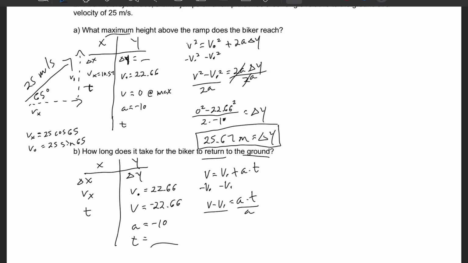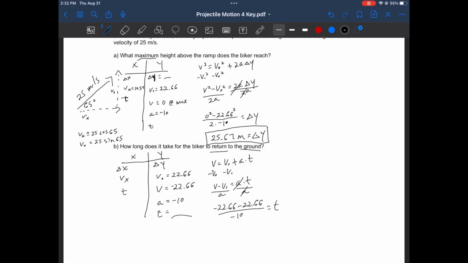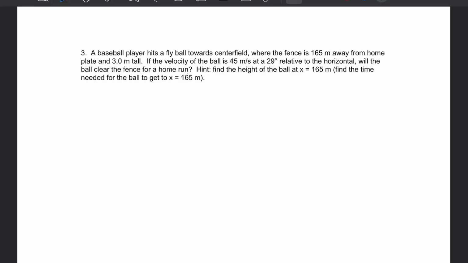Here we can use VOTAD. V equals V naught plus a times t. The screen shows you how to rearrange it so it solves for t. We end up with negative 22.66 minus 22.66, divided by negative 10, is equal to t. Put that into a calculator, and then we can solve for total time in the air. If you interpreted this as return to the ground from the highest point, your time would just simply be half the time that I found, because I found total time.